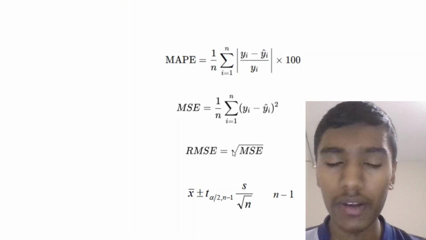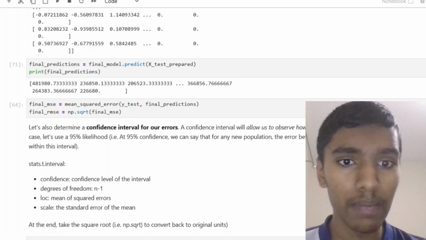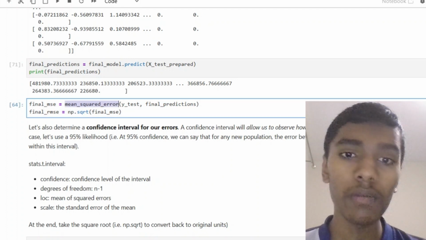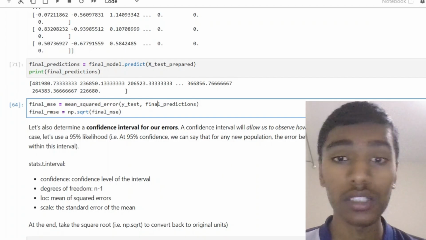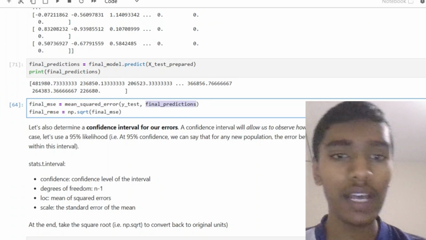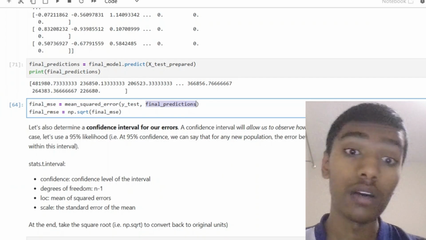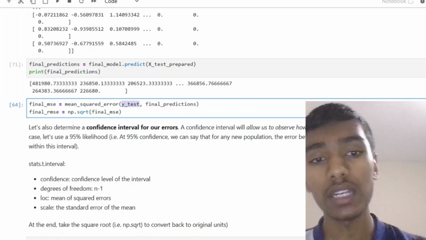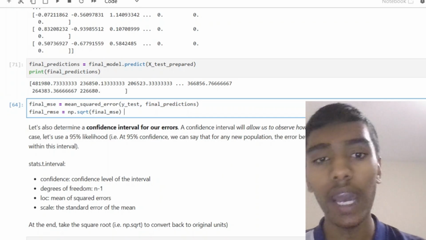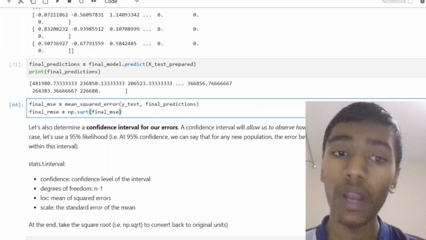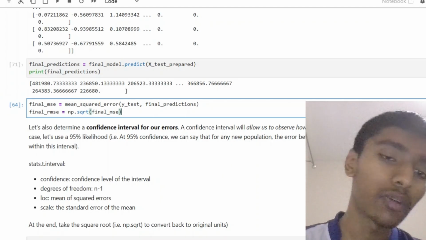The root mean squared error is the error that we have been working with the most. Let's just go ahead and calculate that one. We can calculate the mean squared error again by passing in the actual values versus the predicted values, and then we take the square root of that in order to calculate the root mean squared error, to put it back in the original units.